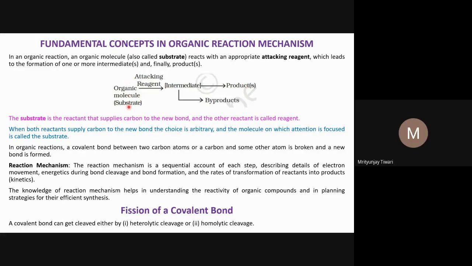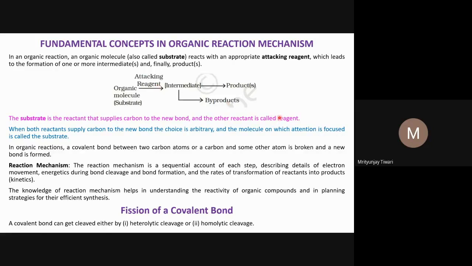A substrate is usually an organic molecule, or the molecule which forms a bond, or which gives carbon atoms for the formation of a new bond. And the reagents are usually chemical species containing heteroatoms. They are usually inorganic molecules or inorganic species. So the substrate is the reactant that supplies carbon to the new bond, and the other reactant is called the reagent.